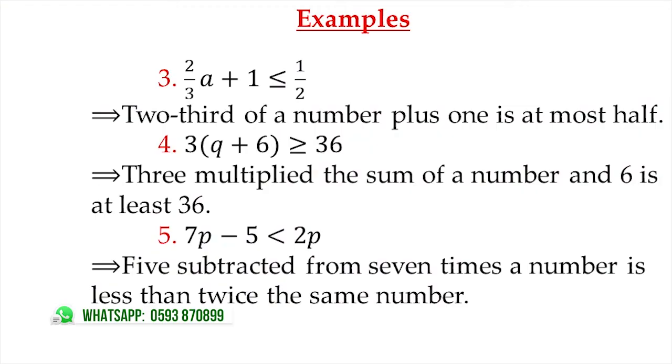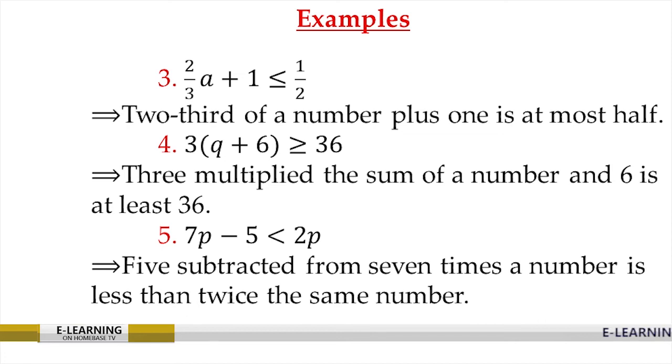You have 2 over 3, a plus 1 less than or equal to 1 over 2. So I wrote 2/3 of a number plus 1 is at most half. So you see, always when you see at most, then you should know that it's less than or equal to. The fourth one, we have 3 into bracket q plus 6 bracket close greater than or equal to 36. So this one I wrote 3 multiplied by the sum of a number and 6 is at least 36.